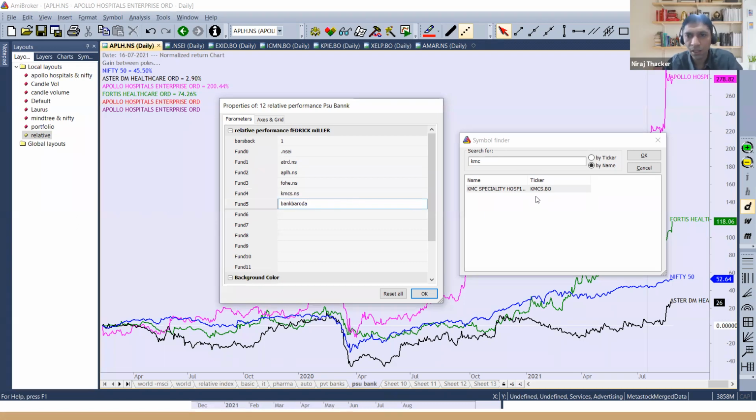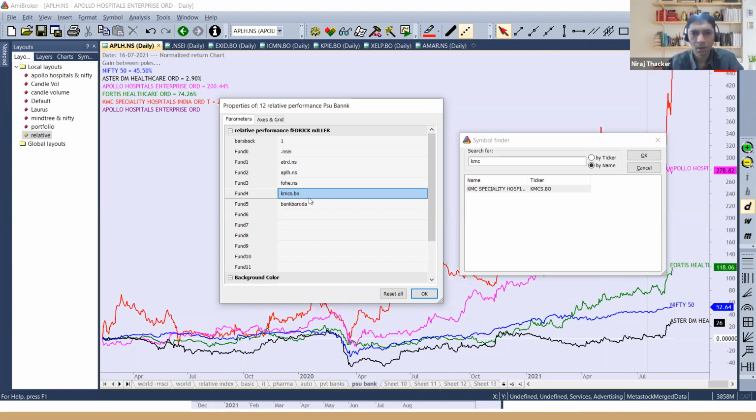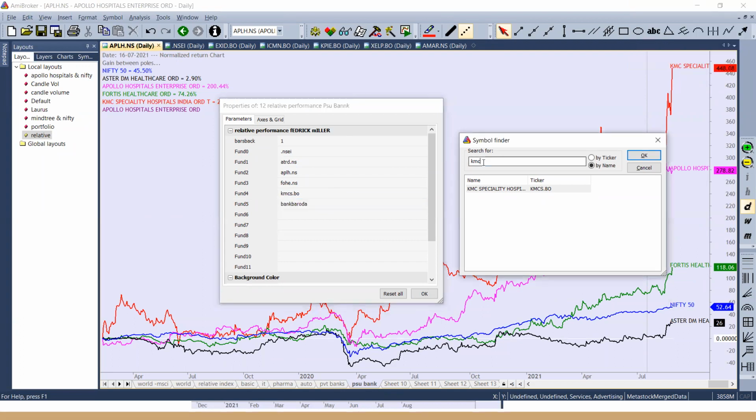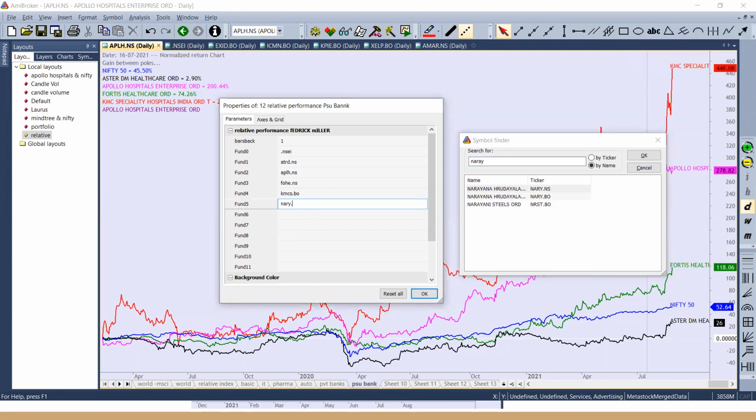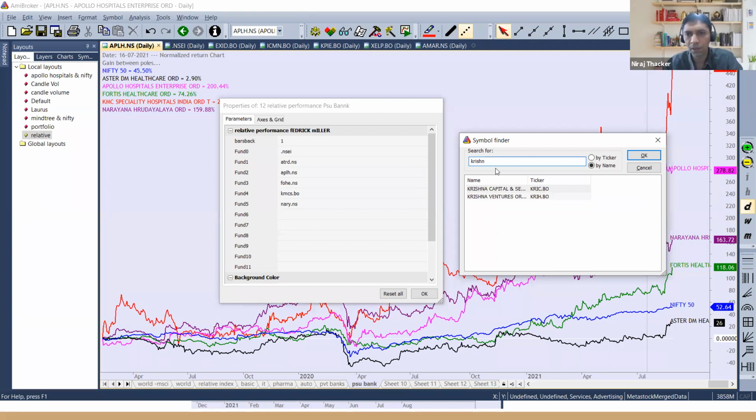One second. KMCS.BO. Wockhardt actually is not a hospital. It will become a pharma company, so I'll not recommend you to add Wockhardt. Narayana Hrudayalaya we can add, it's a hospital, because Wockhardt will give you a wrong picture if you add it. There is one more hospital, I think, Krishna Institute of Medical Sciences, something like that, recently listed. Krishna.